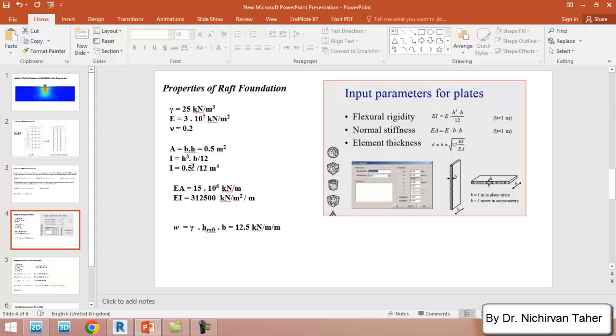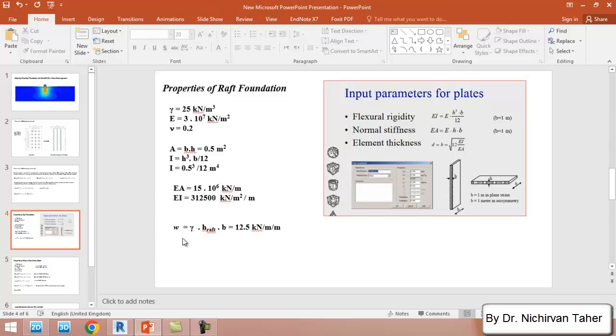So it is equal B times H. H is the thickness of the raft, which is 0.5, and B we take 1 meter, as we said, because we are using the plane strain model. So the area moment of inertia is equal to H to the power 3 times B divided by 12. Also, by calculating the area and moment of inertia of the plate, we calculate the normal stiffness and bending stiffness of the plate. So these parameters will be used in PLAXIS.